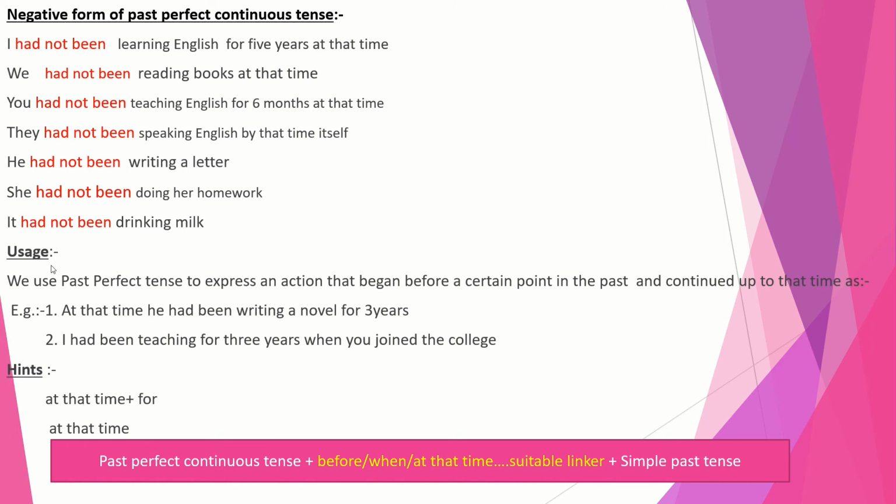Usage of past perfect continuous tense. We use past perfect continuous tense to express an action that began before a certain point in the past and continued up to that time. As in the example, at that time he had been writing a novel for 3 years. The second example: I had been teaching English for 3 years when you joined the college.